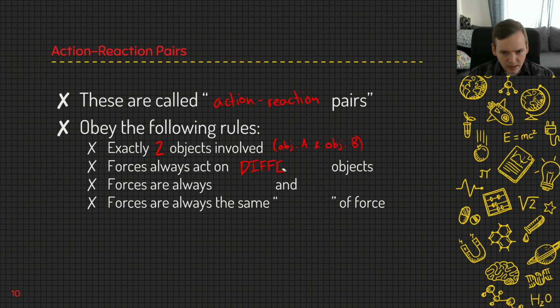So if you have 2 forces acting on a single object, even if they're equal and opposite, they will not be an action-reaction pair. So a push and pull on a single object is not an action-reaction pair because it's all acting on a single object. Forces are always equal and opposite. This is just from our definition from before. And they always have to be the same type of force. So if you've got a push or a pull, i.e. push / pull, that's what we have with an action-reaction pair.